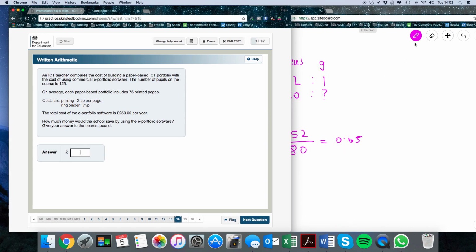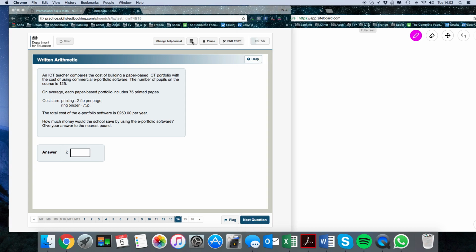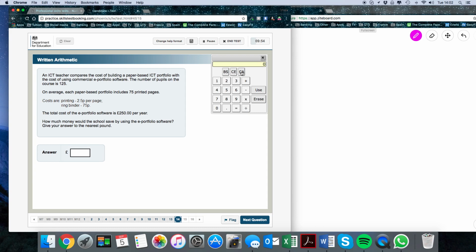Now these questions again, people get themselves in a pickle here with units and rounding. And again, you don't need to do any rounding until the end, and you don't need to mess about with the units. By far the easiest way to do this question is to just work out the cost for one person first of all. You just have to read the question carefully about what you're buying. You've got 75 printed pages and they cost 2.5 pence. Now notice I'm not messing around with the 2.5, I'm copying it. All you've got to understand is the units.